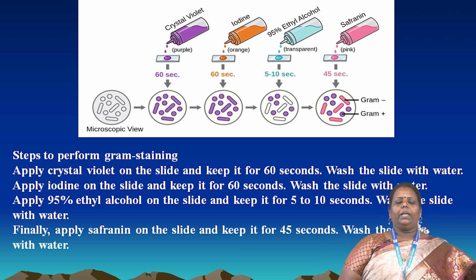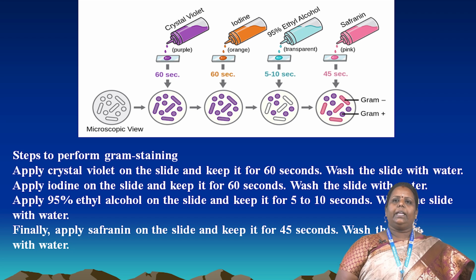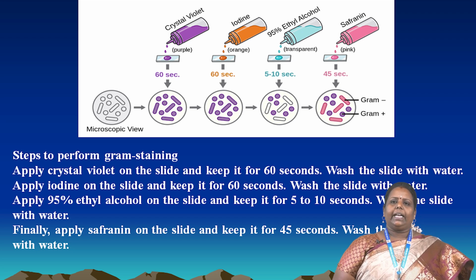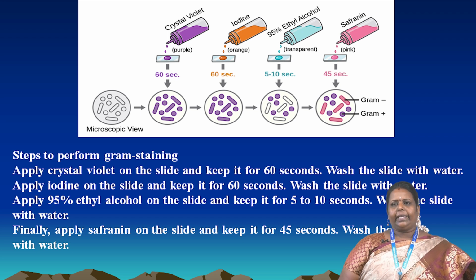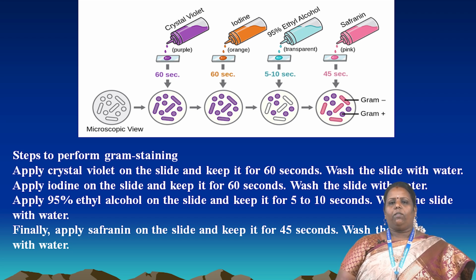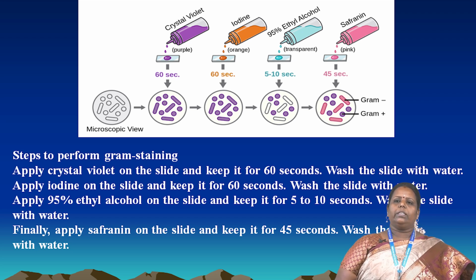First, microscopically we can see the gram staining. We apply crystal violet on the slide and keep it for 60 seconds. Wash the slide with water. Then we apply 95% ethanol and keep it on the slide for only 5 to 10 seconds. Then we wash the slide and focus on it through the microscope.